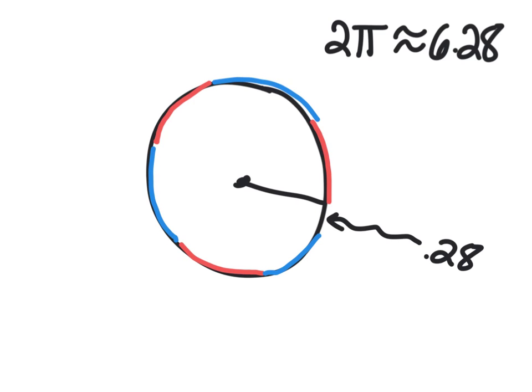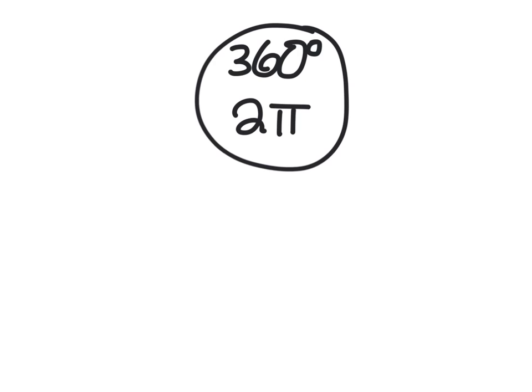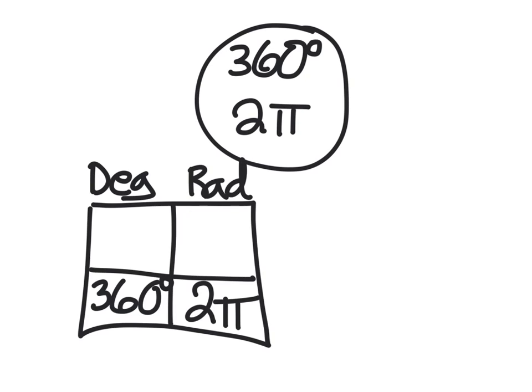Let's connect this to degrees. We know that a circle has 360 degrees. And now we know that it also has 2 pi radians. So 2 pi radians is the same thing as 360 degrees. You can think about this proportionally. 360 degrees is the same thing as 2 pi radians.